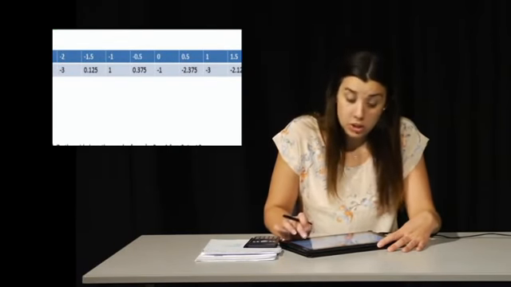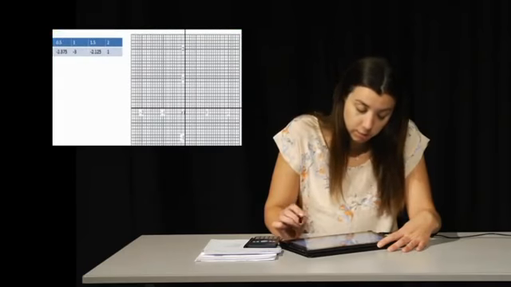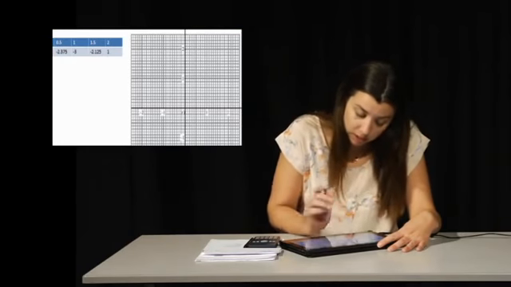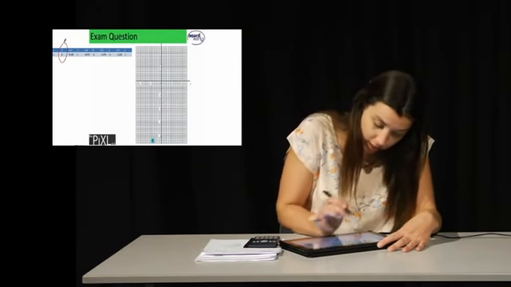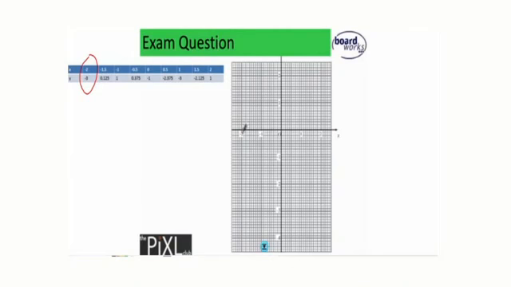Now let's take a look at plotting the graph. If we look at the next screen, we've got our table of values here. We're going to plot these into our graph. So our first point, minus 2 on the x value and minus 3 on the y, that's here. So go across to negative 2 and down to negative 3. Our first point is plotted there.